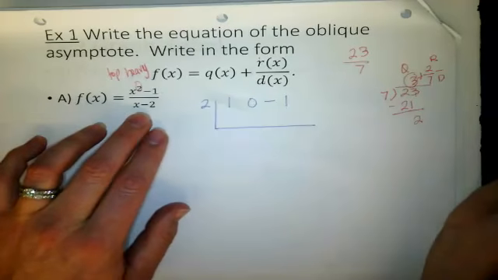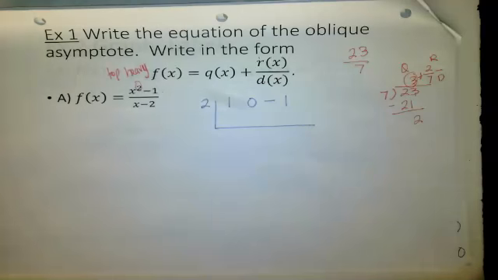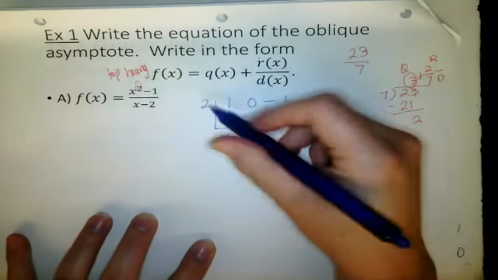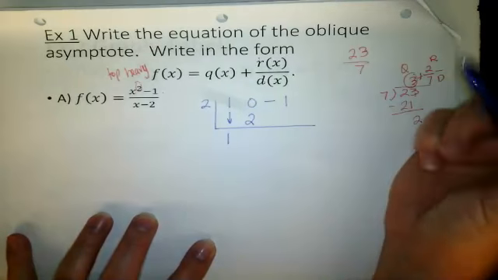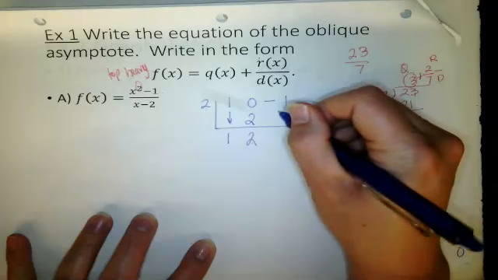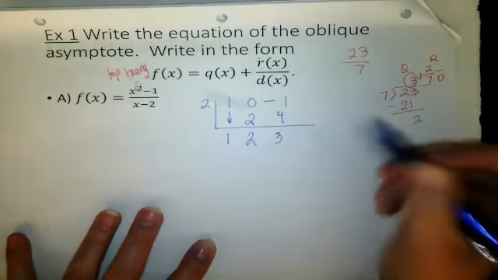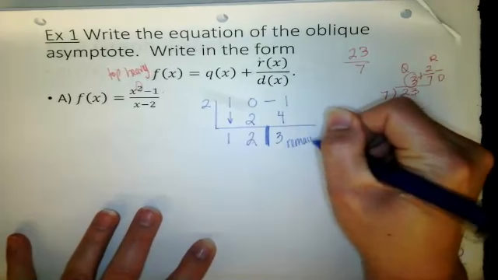So we always use the zero, what x equals. X would equal 2. Bring down the 1, and we multiply. 1 times 2 is 2. And 2 plus 0 is 2. 2 times 2 is 4. And then we get 3. Just 3. Good. So what was 3? The remainder. Remember that?